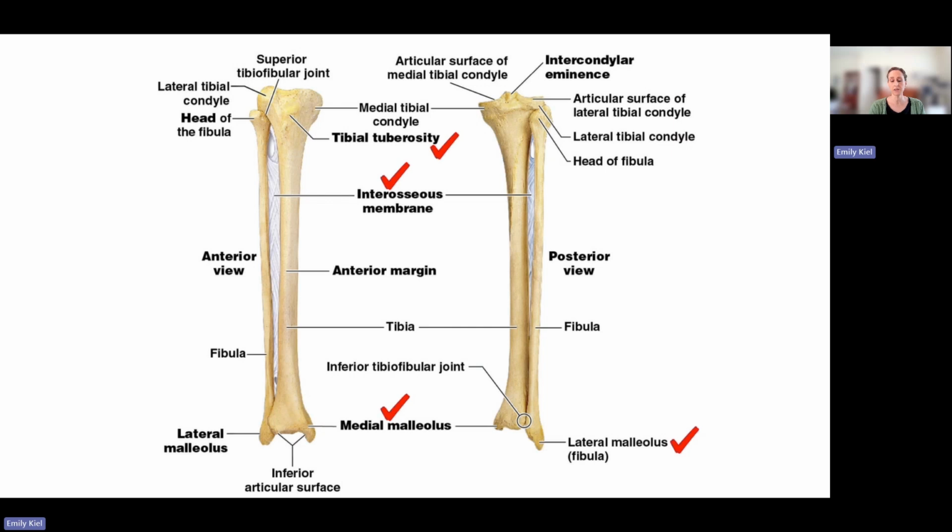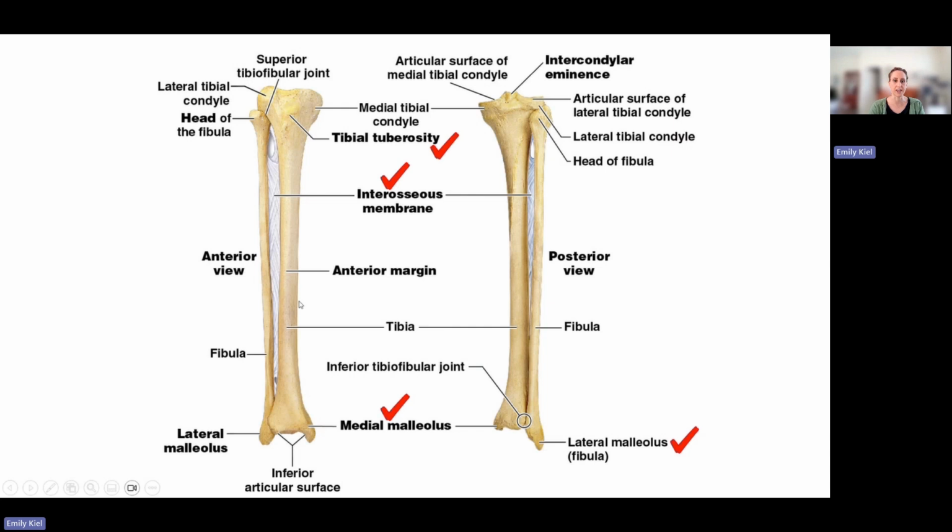Tibia and fibula. Remember, fibula's got the L in it. Fibula is lateral because it has the L in it. Fibula is the small bone, so it looks like it's trying to fib that it's a big bone. Keep track of those. Don't misspell them. Don't get them messed up.